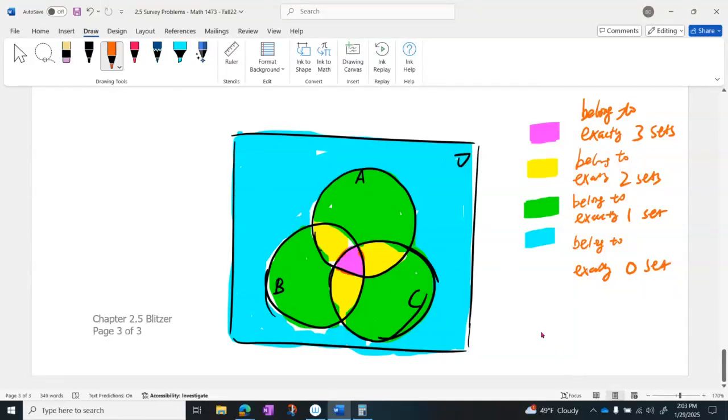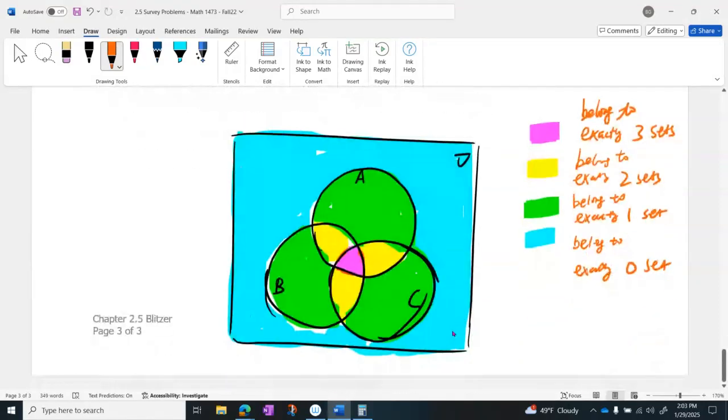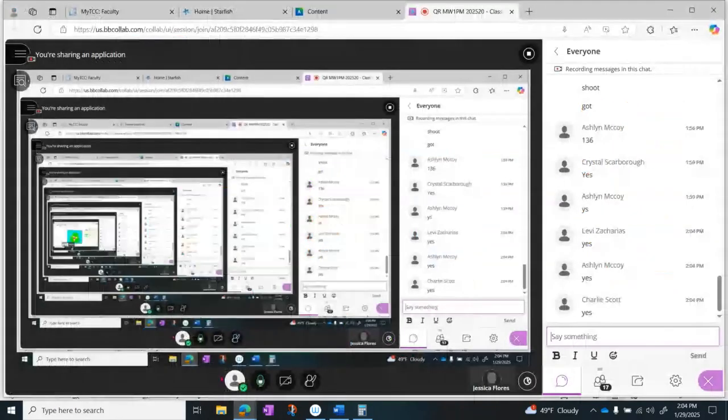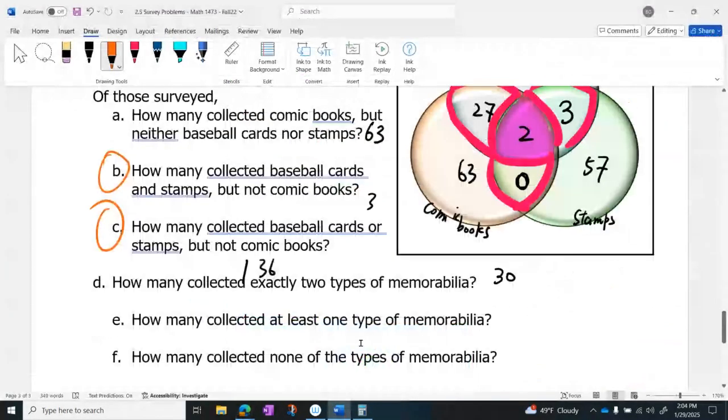So I just want to show you this. It's pretty interesting. Exactly 3, exactly 2, exactly 1, exactly 0, right? Then you can understand it better. Does that make sense, everybody? Would the colors actually help? Very good. Thank you for your response. Almost done. Okay, we have 2 more.